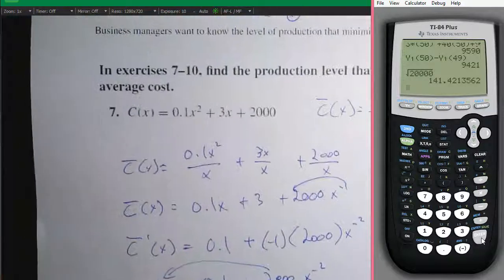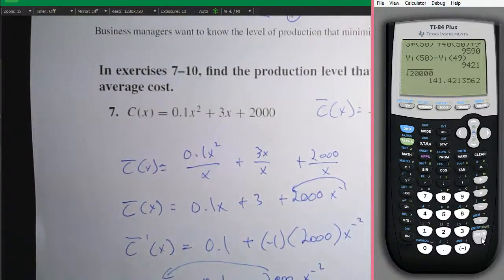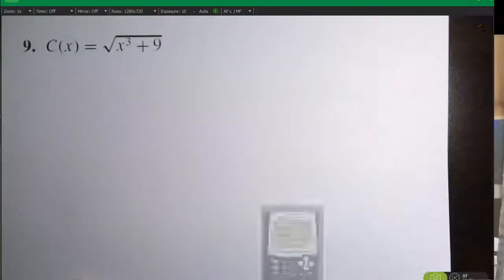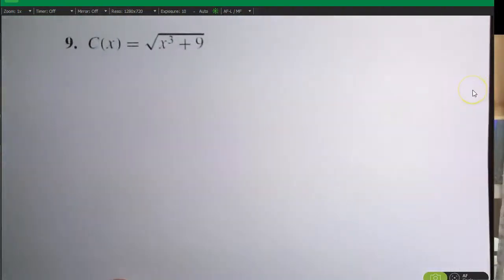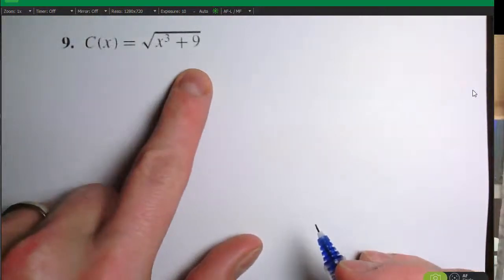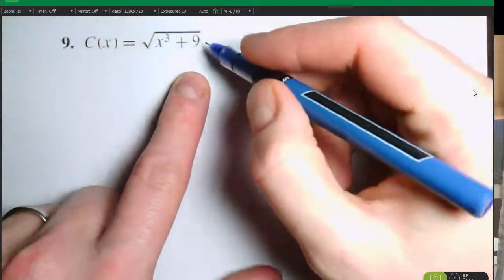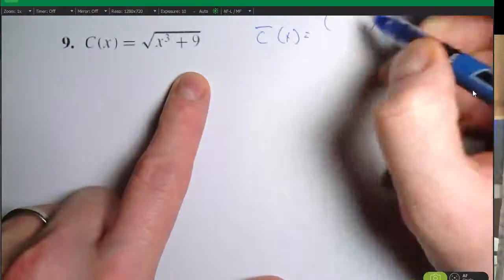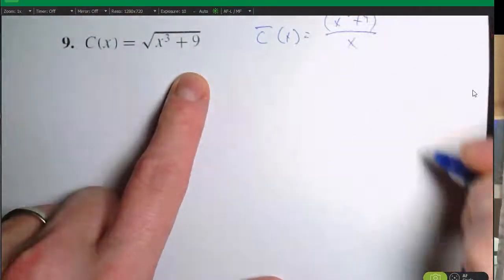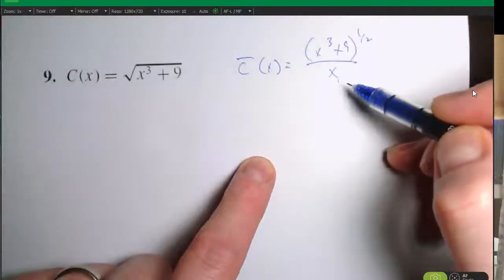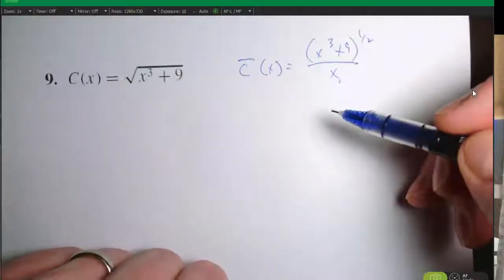Now the next one I want to look at is another problem like this. It's number 9 out of the book. Same exact process, just going to be a little more complicated to do, really just in the solving. And the derivative, I guess, as well, because it's going to require us to do a quotient rule. So here's the function, the square root of x cubed plus 9. How they get this, don't ask me. They know this is their cost function. So C bar of x is, and I'm just going to go ahead and put this to the 1/2 power, just because I know I'm going to have to use this. So it is the cost function of x cubed plus 9 to the 1/2 divided by x. Now we get the fun of doing the quotient rule.